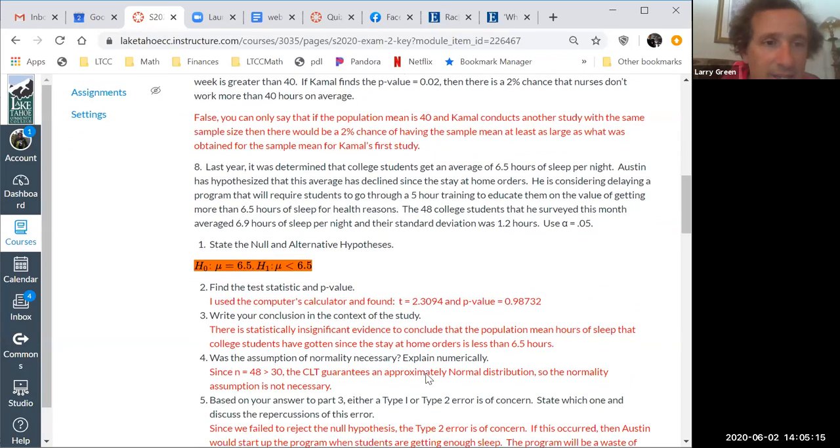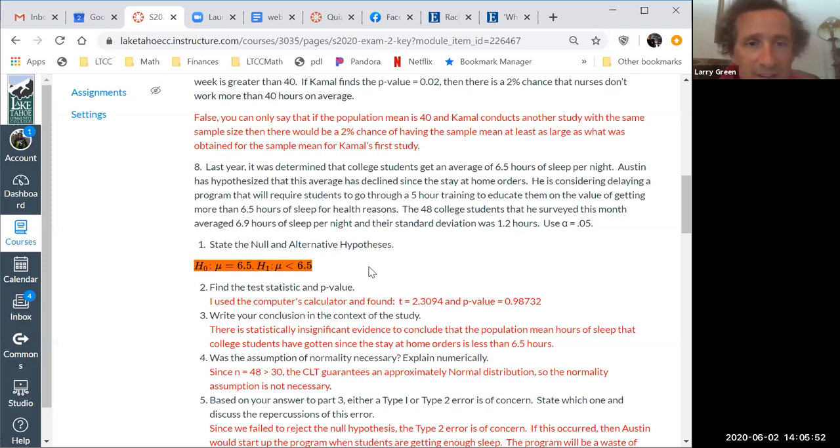Okay. Now let's get into the non-true-false questions. Last year it was determined that college students got an average of 6.5 hours of sleep per night. Austin has hypothesized that this average has declined since the stay-at-home orders. He's considering delaying a program that will require students to go through a 5-hour training to educate them on the value of getting more than 6.5 hours of sleep for health reasons. 48 college students that he surveyed this month averaged 6.9 hours of sleep per night. Their standard deviation was 1.2.